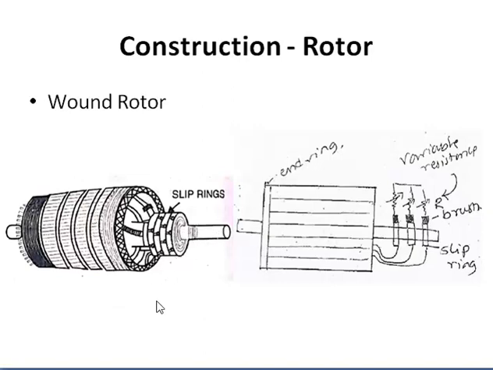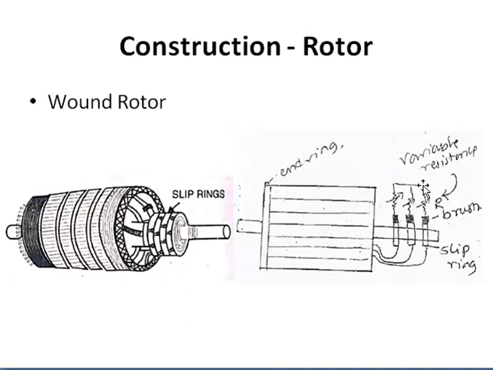When this particular rotor rotates, even the slip rings will start rotating, and on top of the slip rings the brushes will rest. Okay, you can see 1, 2, 3, there are three brushes. They rest on top of the slip rings, and to those brushes we connect a rheostat.